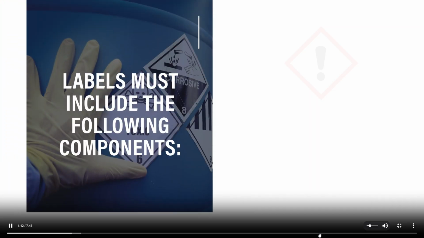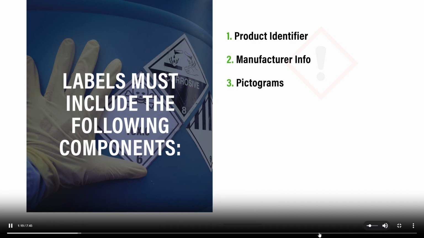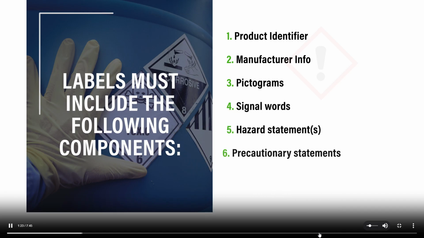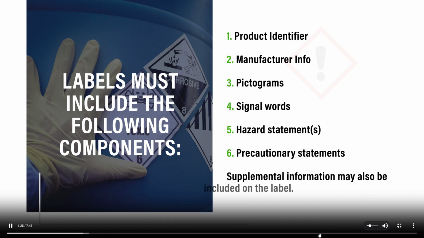Labels must include the following components: a product identifier, manufacturer information, pictograms, signal words, hazard statements, precautionary statements. Supplemental information may also be included on the label.